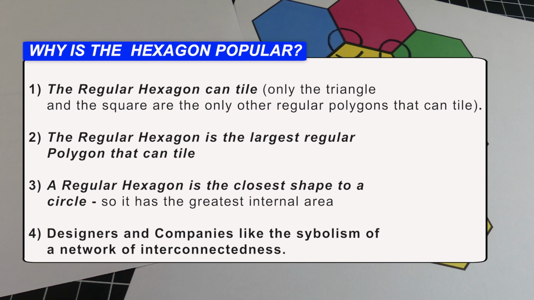So what's the bottom line? Why is it so popular? First of all, the regular hexagon can tile. Only triangles and squares can do that. The regular hexagon is the largest of the regular polygons that tile. The regular hexagon is the closest shape to a circle, so it has the greatest internal area, and designers and companies like the symbolism of a network of interconnectedness.